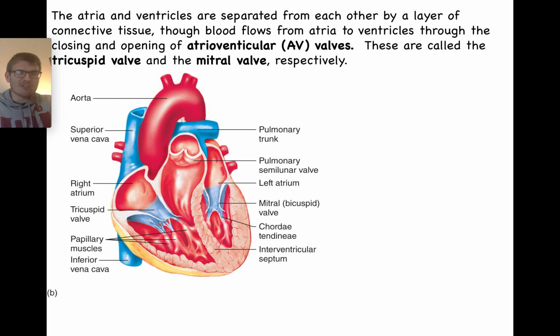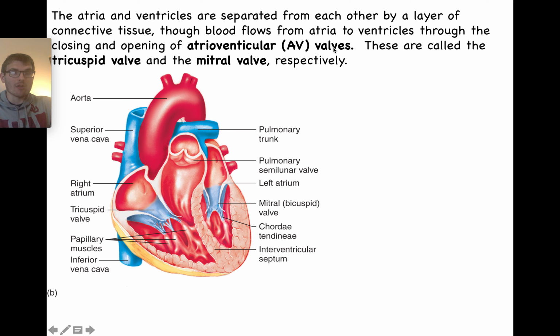So these heart valves come in pairs, and you will find a pair between the atria and the ventricles, and a pair between the ventricles and the arteries. So let's start with the heart valves that separate the atria from the ventricles. Those are called AV valves, or atrioventricular valves.